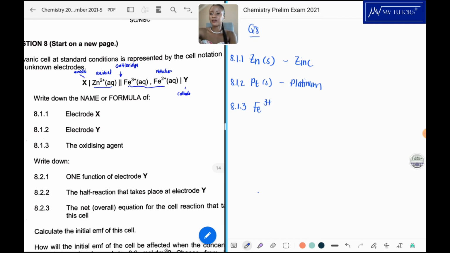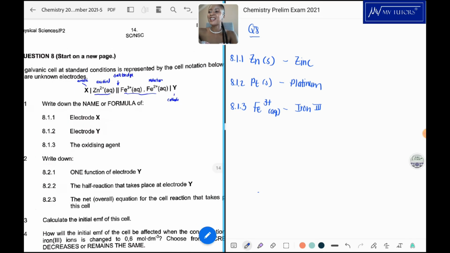What's another way of writing this? I would say iron 3. Yeah, that's what I think. Okay, so whenever you have an iron, please just put there aq, aqueous solutions. Okay, so now let us see.